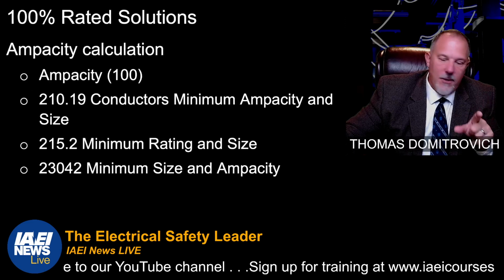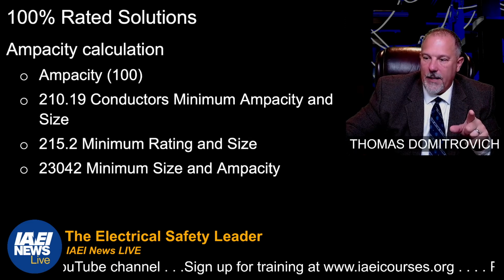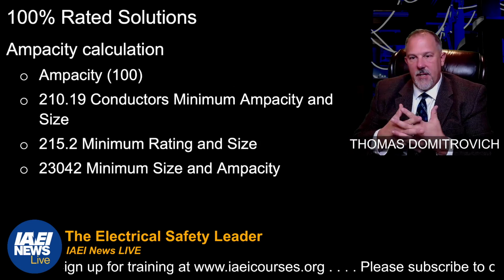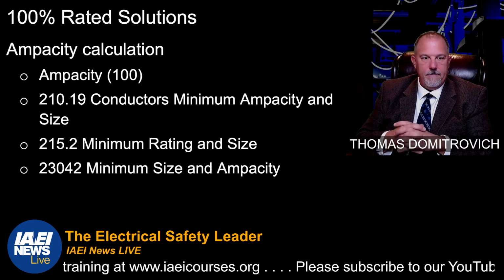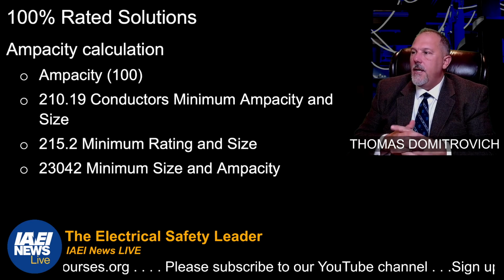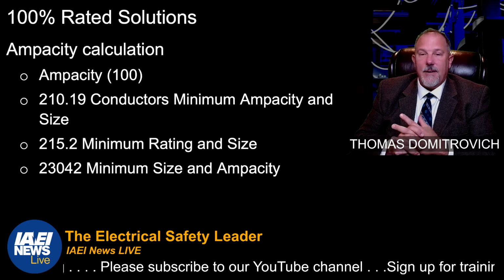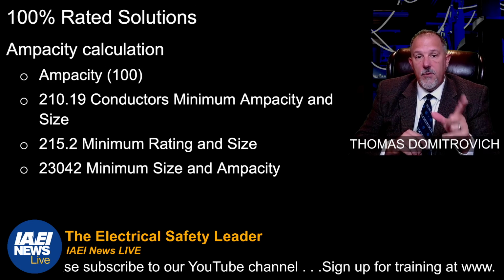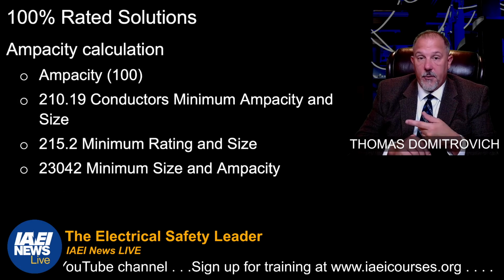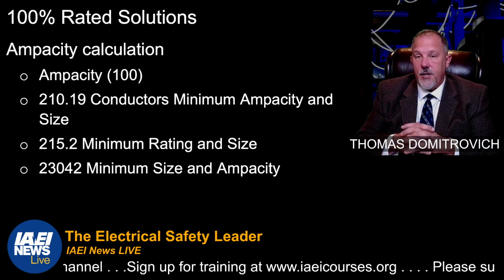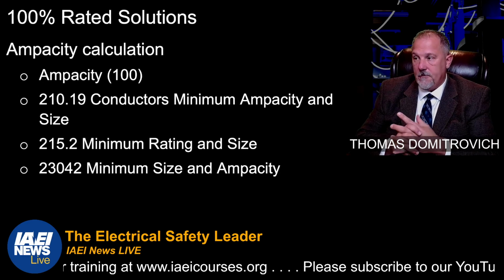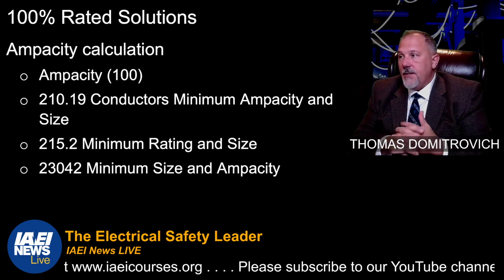So we're in 210. We'll go to 210.19 real quick. All right, so branch circuit conductors, this is your minimum ampacity and size. And this is not exceeding 1,000 volts, because remember, we moved all of the medium voltage stuff out of 210. We put that over to 235. So 210 is just for not over 1,000 volts AC or 1,500 volts DC. So 210.19.